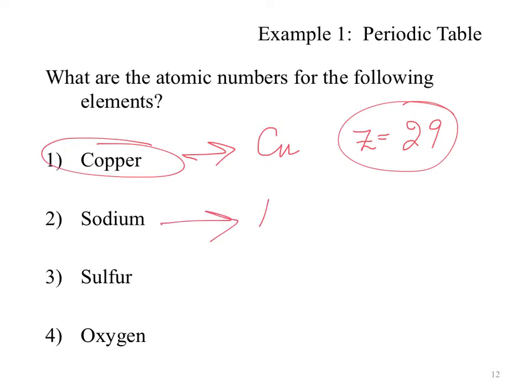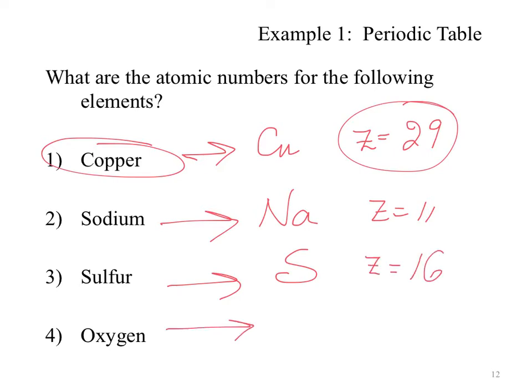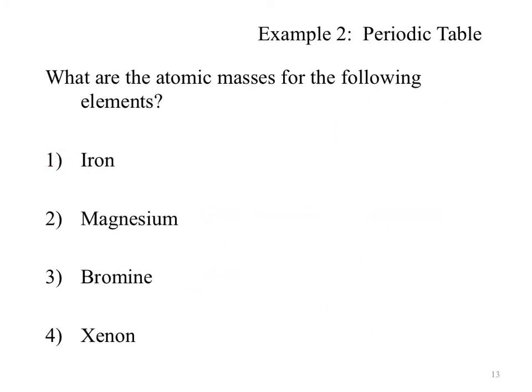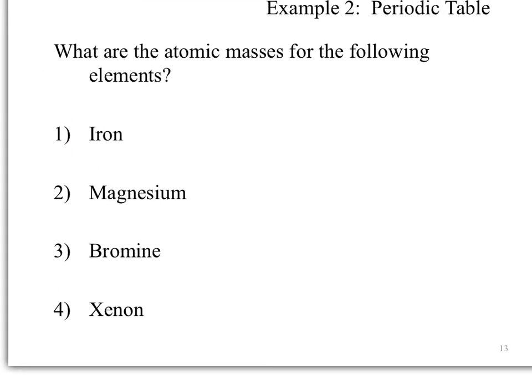For sodium, it's natrium, so it's Na. Z is going to be 11. Sulfur, S. Z is going to be 16. Oxygen, O. Z is going to be 8. Hopefully you got that right. Let's go forward. The question is, what are the atomic masses for the following elements? So is that something that you can get straight from the periodic table? Yes, you can.